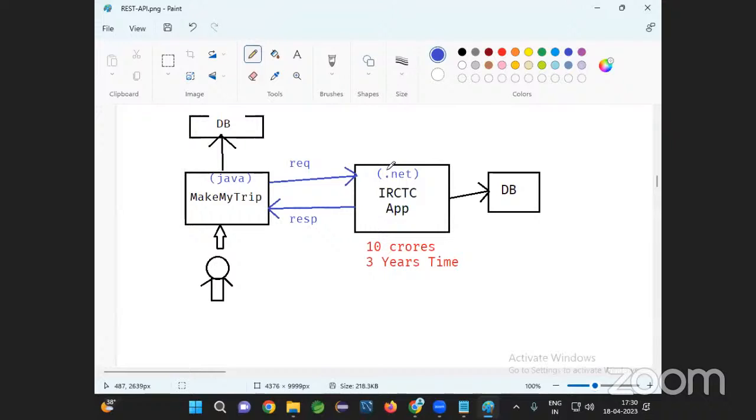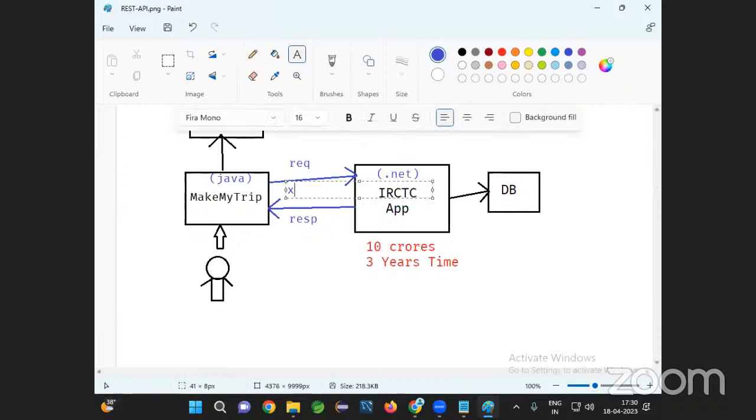To communicate from one application to another application, we need one common language. That common language people will use is XML or JSON. What is the common language between Java and .NET? XML or JSON. XML or JSON are formats to represent the data. Whatever passenger data is available, Make My Trip will convert it to XML format and give it to IRCTC. .NET can understand XML, Java can understand XML. .NET can understand JSON, Java can understand JSON.